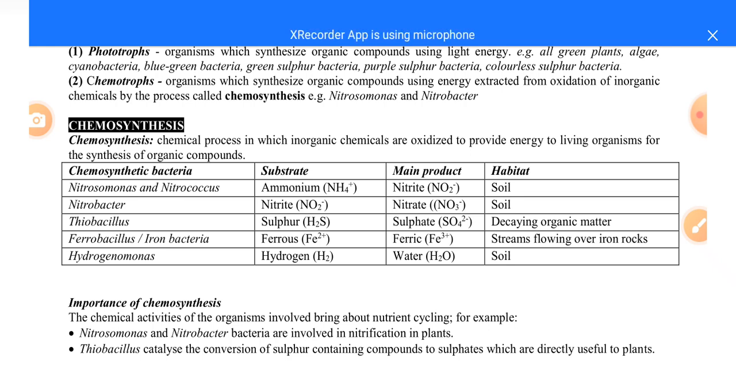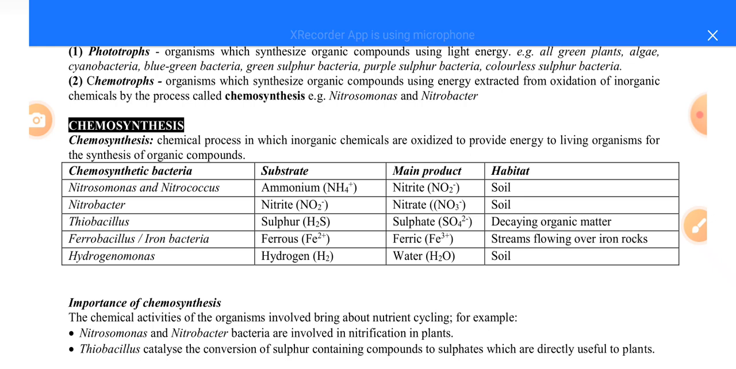Then from there, Roman number 4, we have what we call the Ferrobacillus, otherwise known as the iron what? Iron bacteria. When we talk about iron bacteria or the Ferrobacillus, this bacteria works on ferrous. When we talk about ferrous, it is iron 2, and ferric means iron what? Iron 3. So this Ferrobacillus or the iron bacteria works on iron 2 or the ferrous, and converts it to iron 3, which is ferric, and it is found in streams flowing over iron rocks.